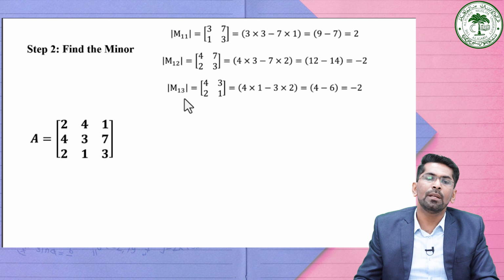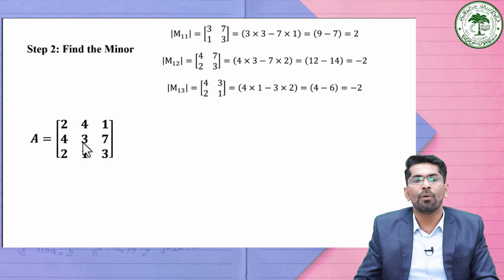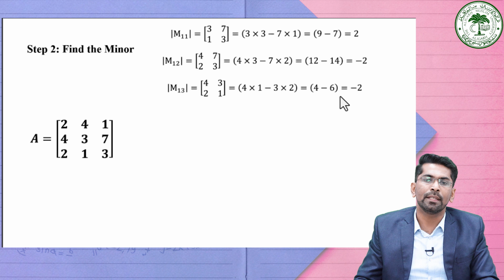Similarly, we have the third minor, that is by taking the third element and crossing the concerned row and column, that is first row and the third column. Then what is remaining here? It is 4, 3, 2, 1. 4 into 1, which is equal to 4, minus 3 into 2, which is equal to minus 6. So 4 minus 6, which is equal to minus 2.